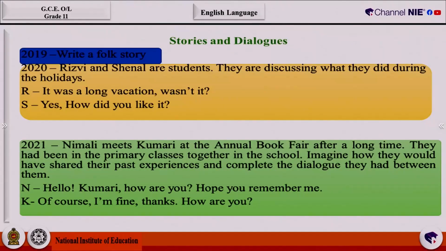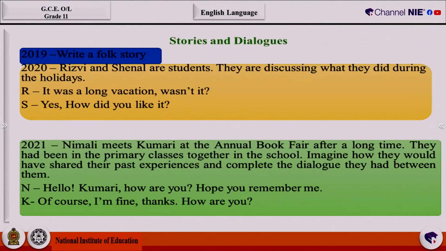For example, Nimali and Kumari, who are they? They had been in primary classes together in the school, and after a long time they are meeting at the annual book fair. So, they are talking about their past experiences.